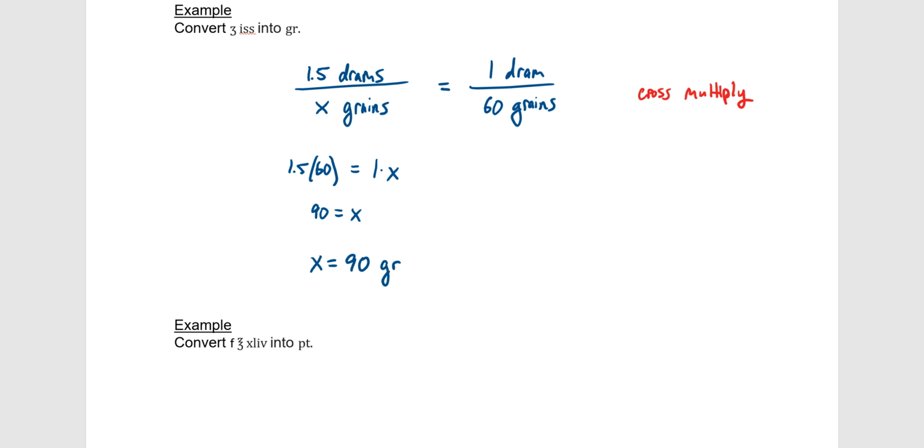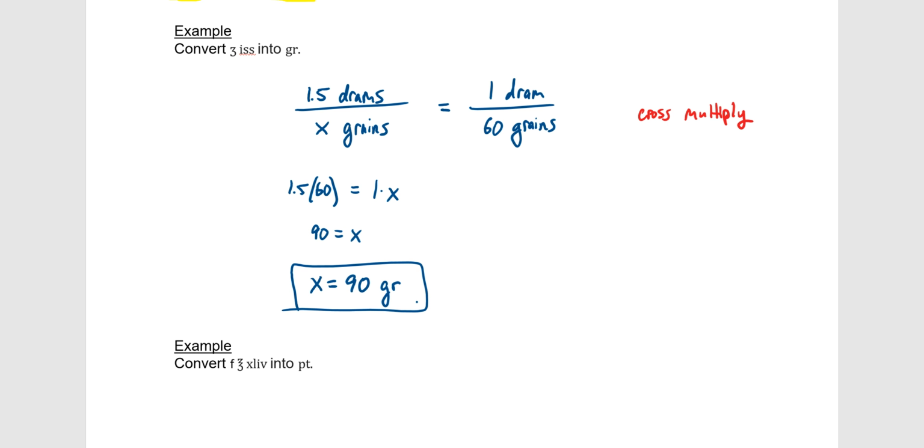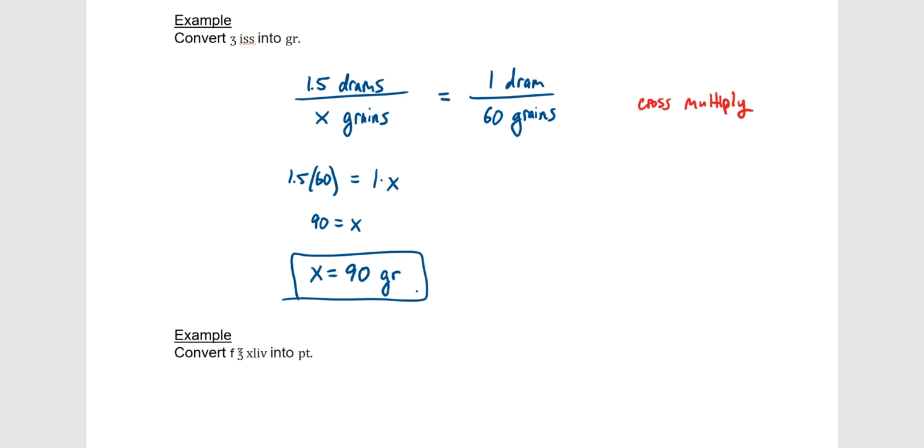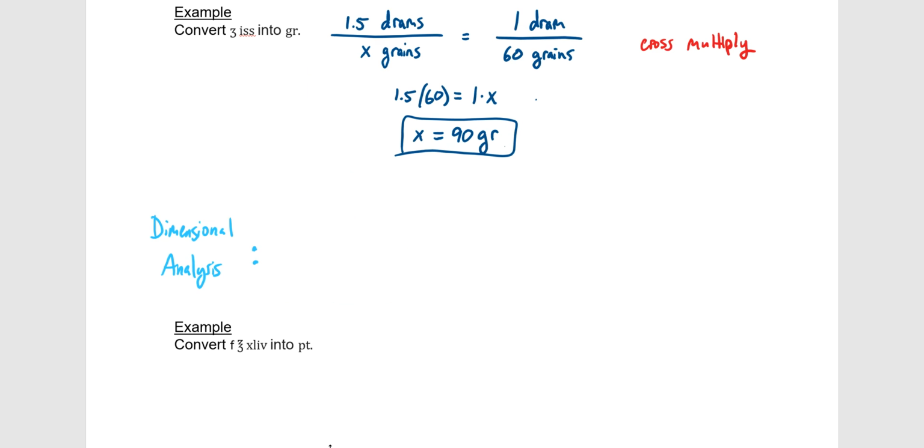And I'm just going to use the abbreviation, so I'll just put 90 grains. So 1.5 drams is 90 grains. Okay, so let me rearrange this so I have room for the dimensional analysis way to do it. For the dimensional analysis way, you start with what you have. So you write it down. We have 1.5 drams.